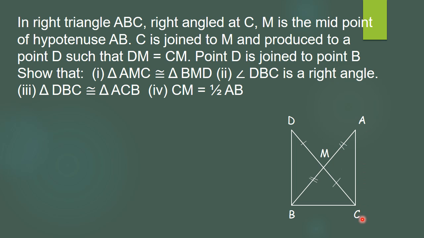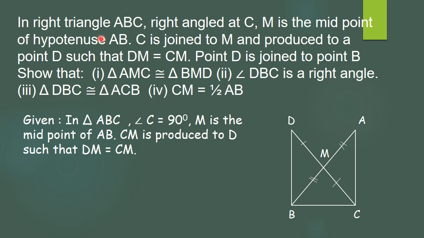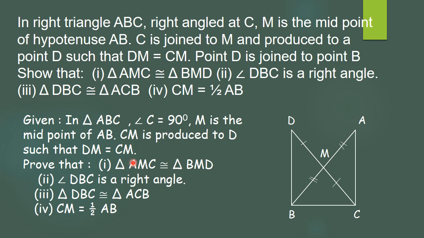That is, angle C is 90. It is a right angle at C. That means C is 90. M is the midpoint of the hypotenuse AB. Now to prove this, we always first have to write the given and then the to prove. So first, what is the given? In triangle ABC, angle C is 90. M is the midpoint of AB and CM is produced to D such that CM is equal to DM. That is the given.